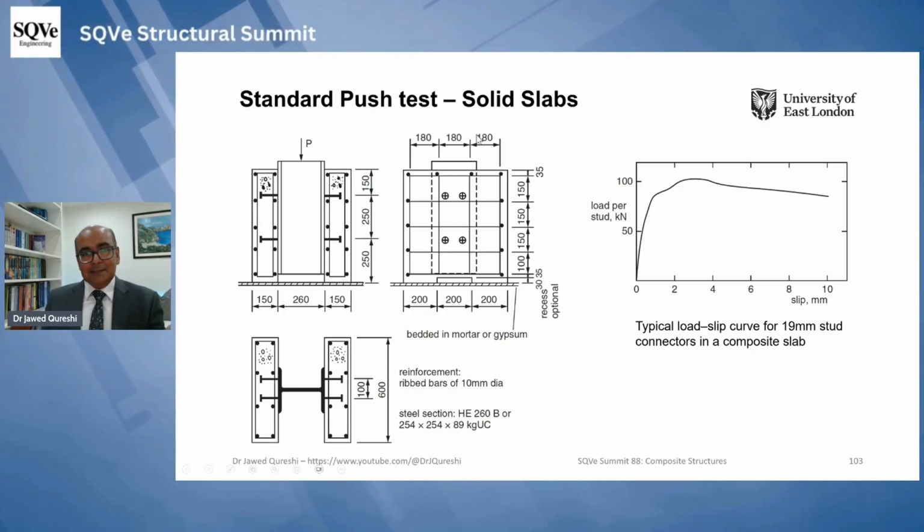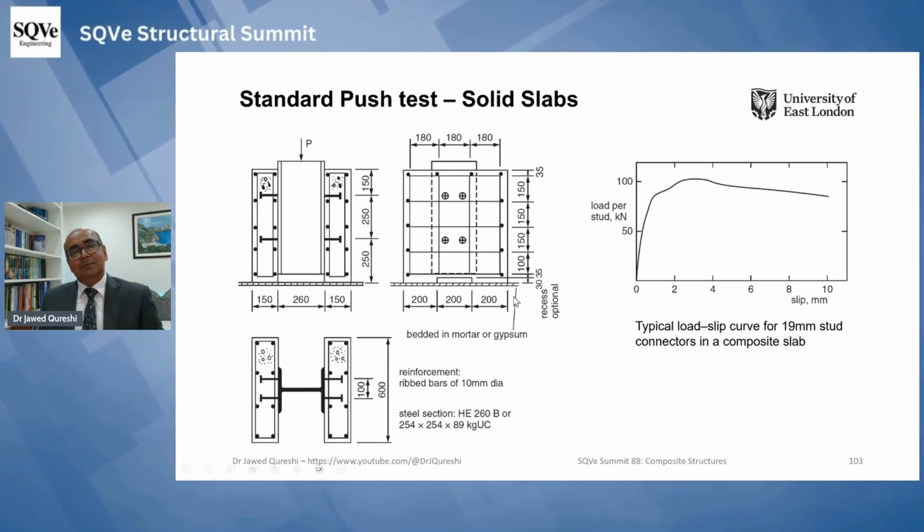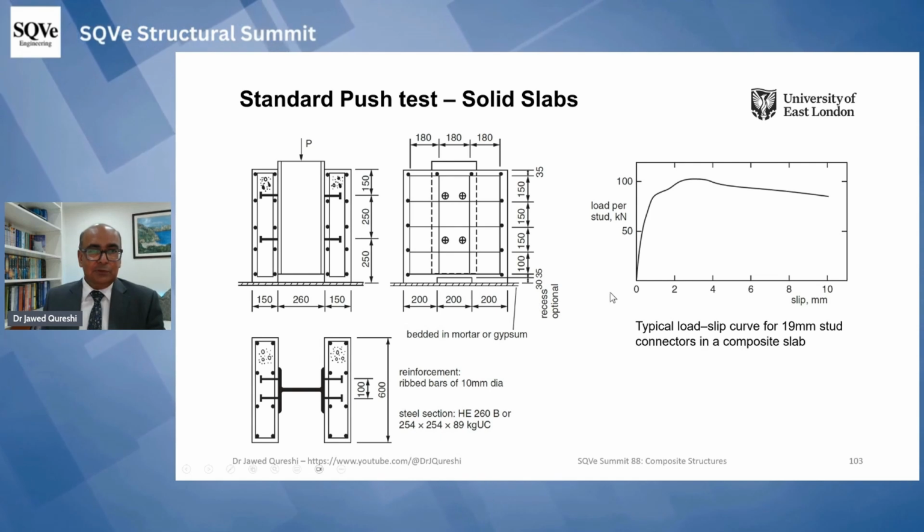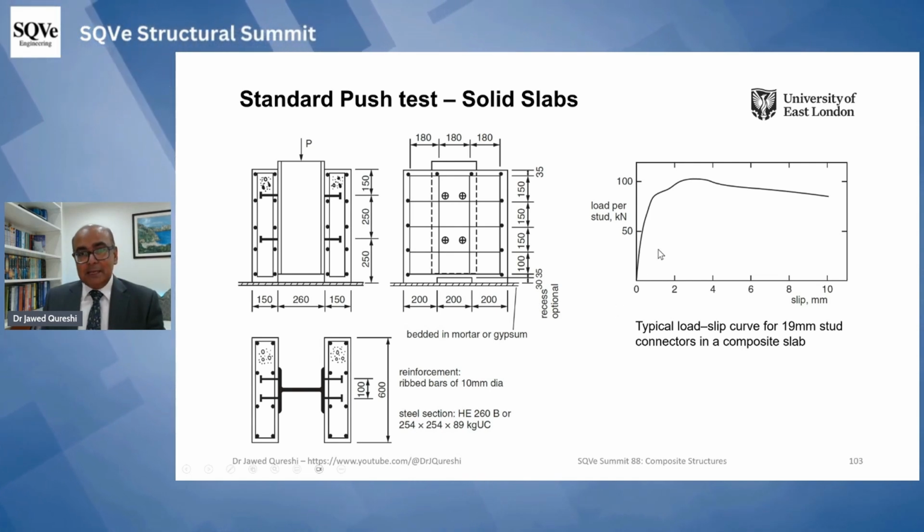Surprisingly, no design codes, Americans included, will give you any push test for profile sheeting slabs. They say that you should use the same configuration, but they don't specifically give you any guidelines for profile sheeting slabs. And in profile sheeting slabs, you will not have this 6 millimeter slip for ductile failure.